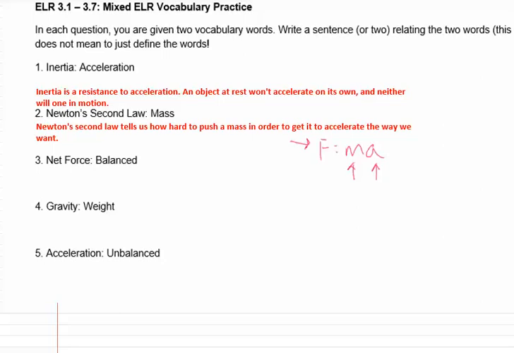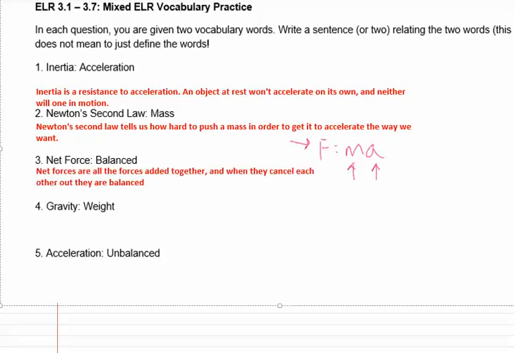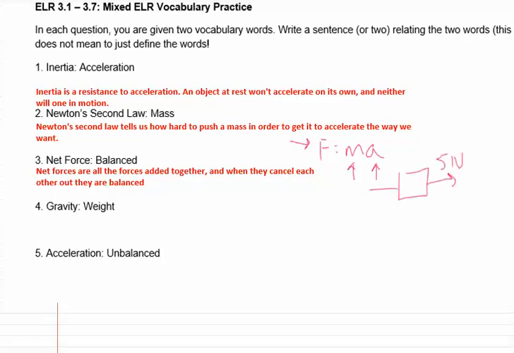For number 3, net force and balanced, the way I relate those is by saying that the net force is all the forces added together, and when they cancel each other out, they are called balanced. So when we make a free body diagram, we have something like this. If I have something going that way with 5 newtons and something going that way with 5 newtons, the 5 newtons to the left cancels out with the 5 newtons to the right, and we call that balanced.